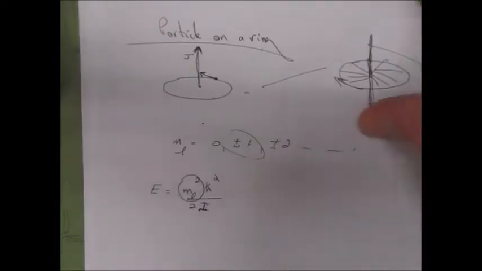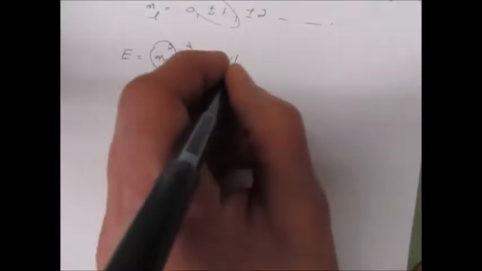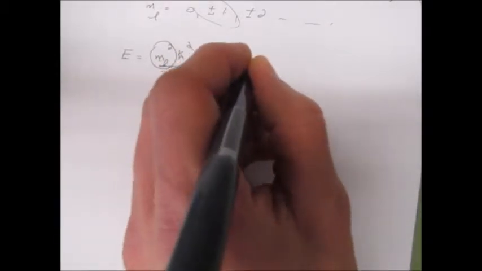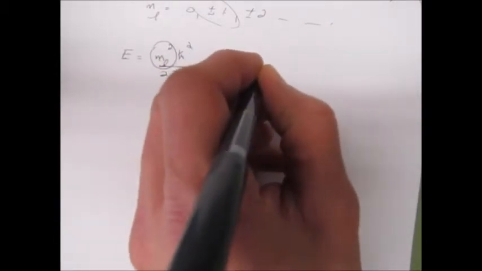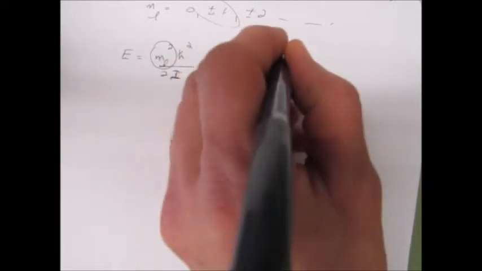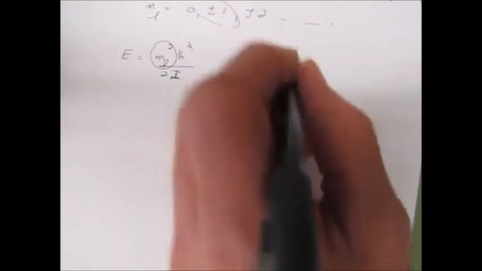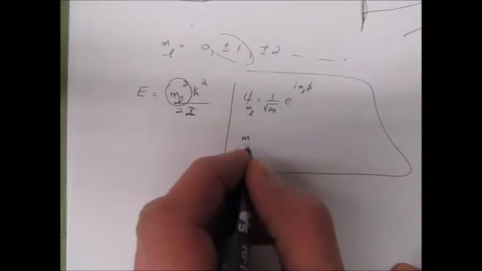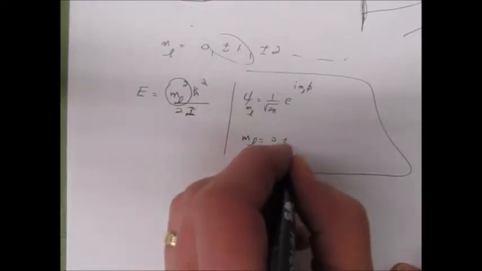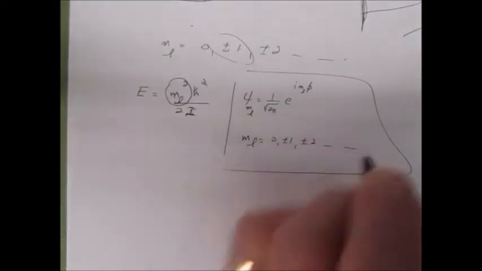The wave function for this one, as it turns out, and we don't really need to know it, but in case you're wondering, is the formula in the box: the subscript is the quantum number, 1 over root 2 pi, e to the imaginary number, M_L phi. And that stands for the angle of the rotation, right? And then the quantum number, M_L, equals 0, plus or minus 1, plus or minus 2.